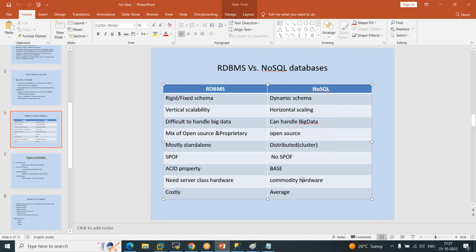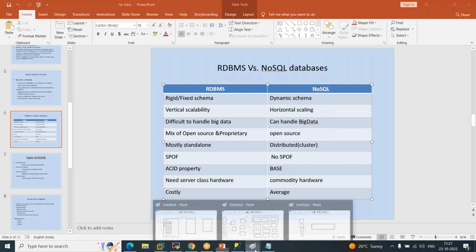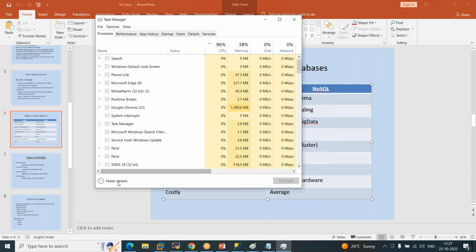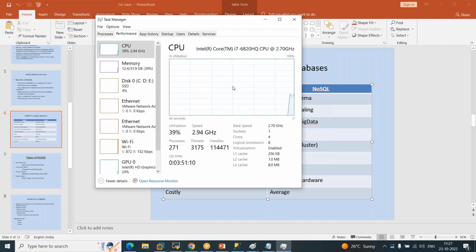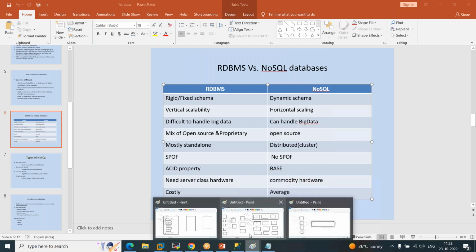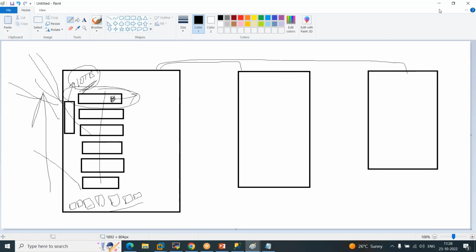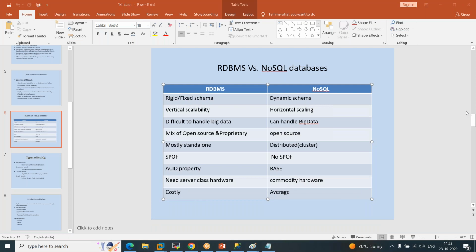RDBMS needs server class hardware, here it is commodity cheap hardware, absolutely. Costly, average compared to. It is average, it is not absolutely cheaper if you go to enterprise. Enterprise to enterprise itself is average, it's costly. Because for every core, if I take my laptop as an example, I have one socket, 4 cores, 8 logical processors. So I need to pay the licensing cost for these 8 logical processors, not for one physical socket. They follow the core-based licensing model. However many cores you have, that many licenses you have to pay for. That is a costly solution for anyone, right? So that is the one thing.